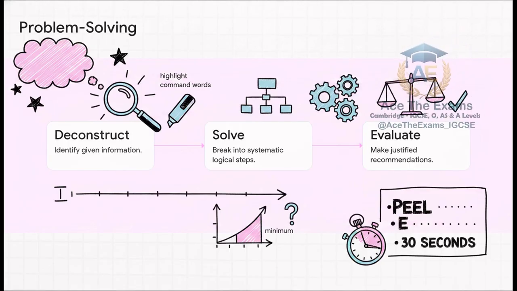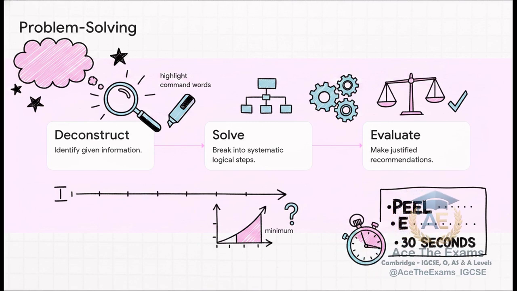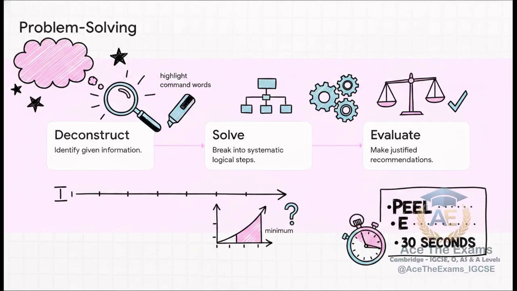To execute this evaluation perfectly, especially under a time crunch, use that PEL paragraph. Point: find stationary points. Evidence: first derivative equals 0 at x equals 3. Explanation: second derivative is negative at x equals 3. Link: thus it is fully justified as a maximum point. Deconstruct, solve, evaluate. That is how you win.